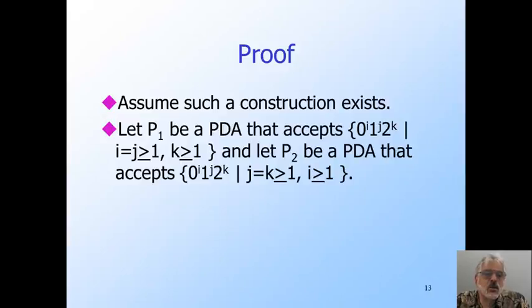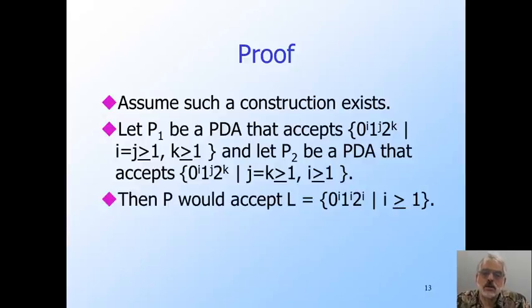That is, let P1's language be the set of strings of zeros followed by ones followed by twos, such that the numbers of zeros and ones are the same. Let P2's language be the same, except that the constraint is that the numbers of ones and twos are the same. Let P be a PDA accepting the intersection of these languages.